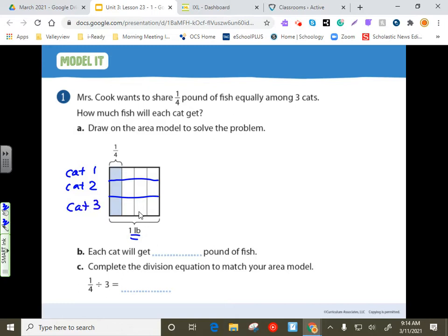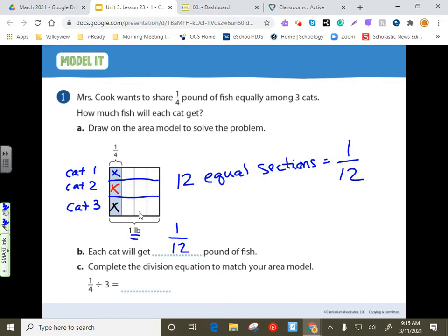So looking at that model, cat 1 will be this one, cat 2 will be this one, and cat 3 will be this one. So looking at that model and seeing that there are 12 equal sections, that means each one is going to be worth 1/12. So each cat is going to get 1/12 of a pound of fish.